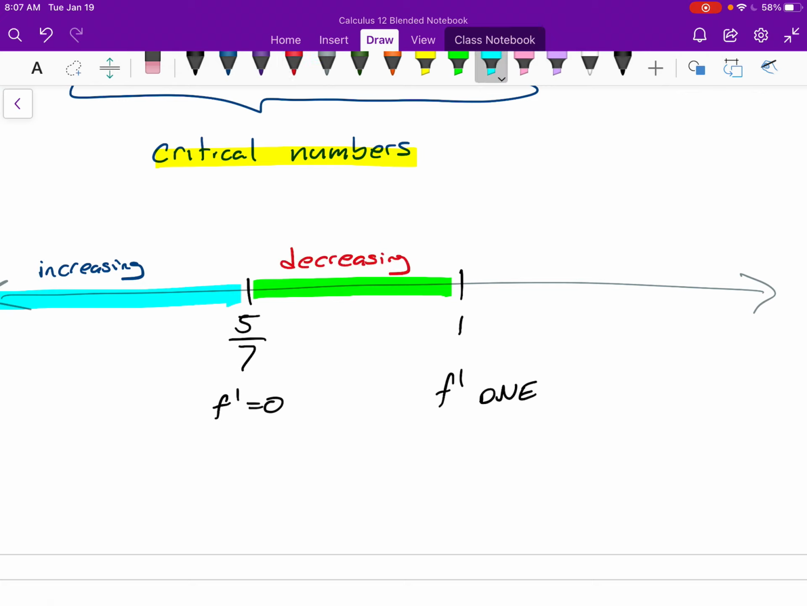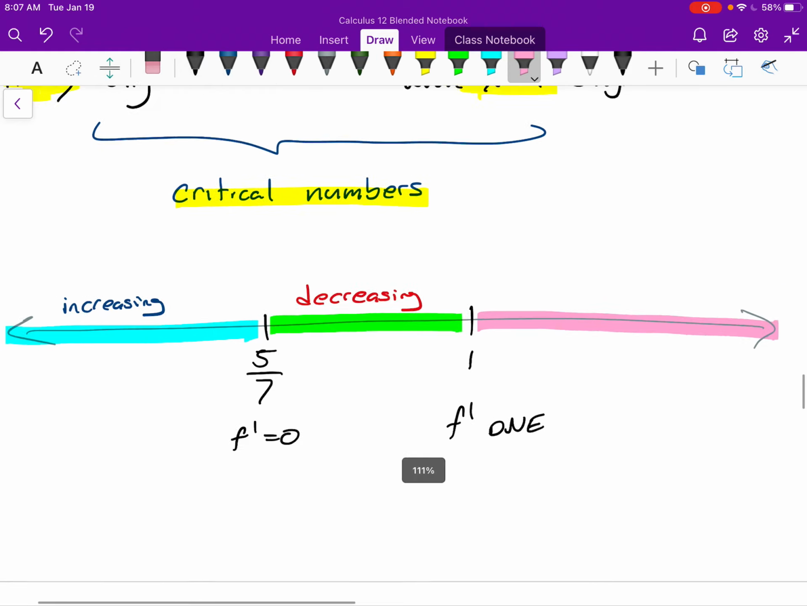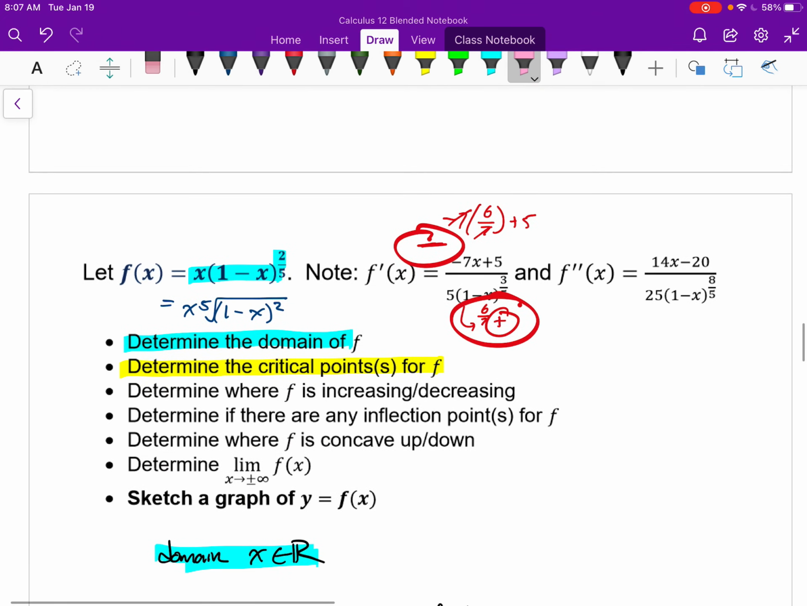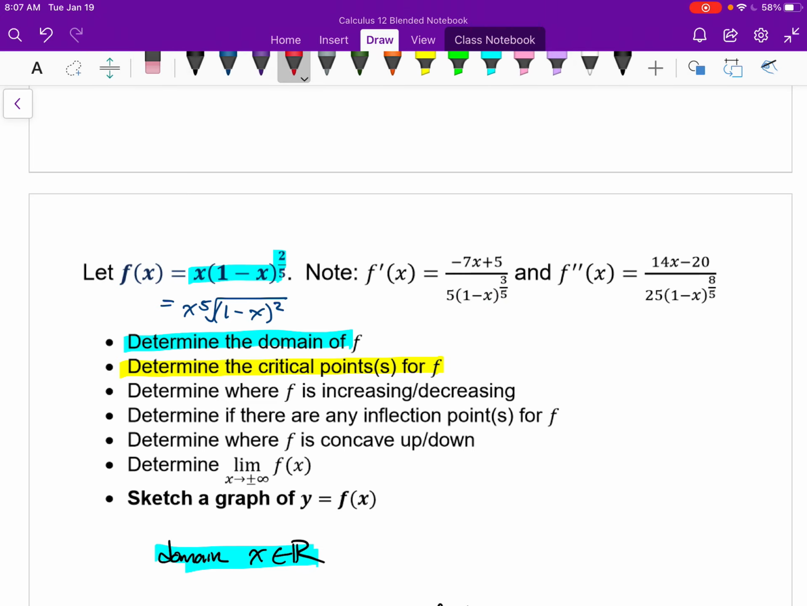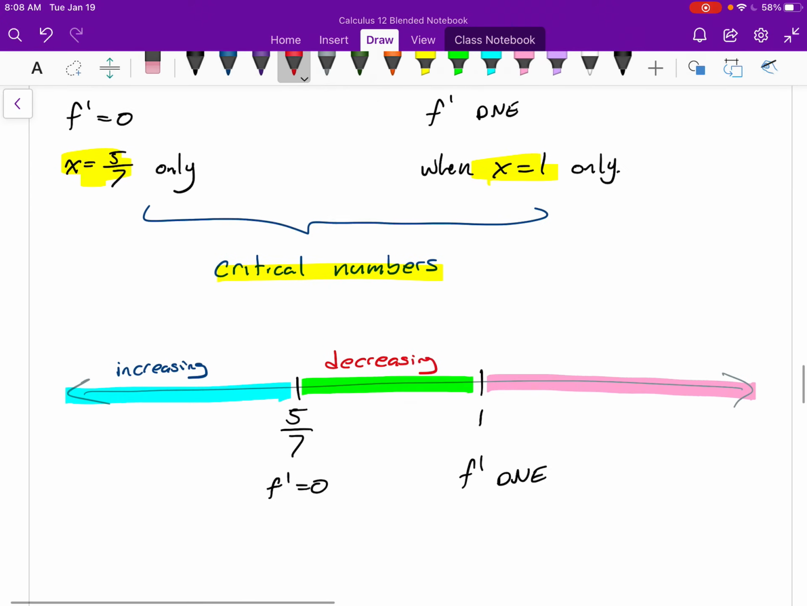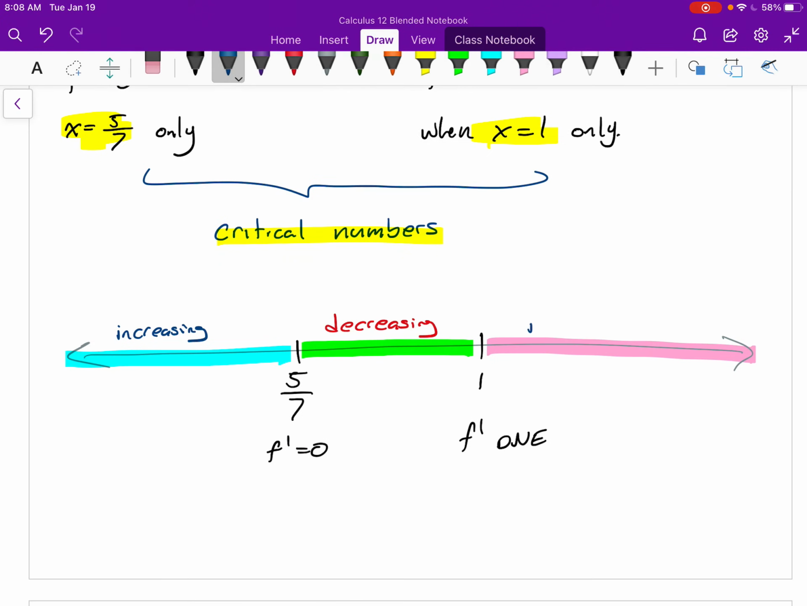And so same idea. For this region here, I just want to pick any number bigger than 1, 2, a billion. It doesn't matter. But the same idea. Let's go with 2. Negative 7 times 2 is negative 14, plus 5 is still a negative number. In my denominator, 1 minus 2 is a negative number. Raise it to the power of 3, it's still negative. Fifth root, it's still negative. It's all going to be negative. Negative divided by negative is a positive. And so my function is, again, increasing right here.